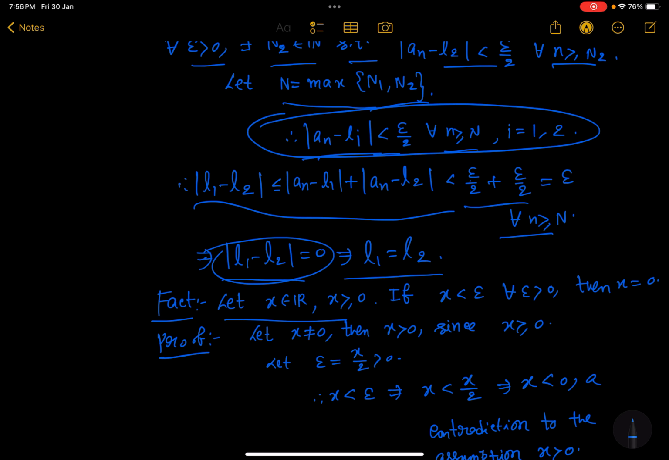If it is given that x is less than epsilon for every epsilon positive, then x is 0. We'll prove this by contradiction. If x is non-zero, then since x is non-negative, it has to be strictly positive. Now I can choose epsilon equal to x by 2.